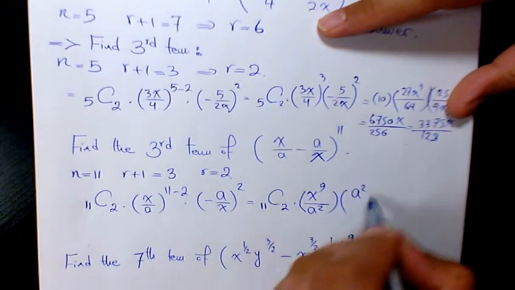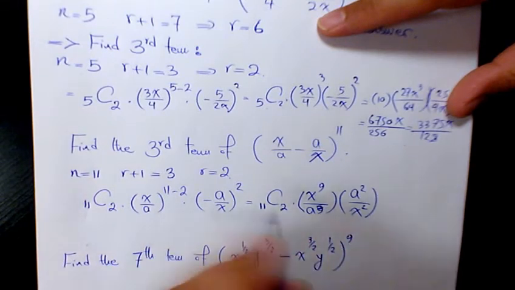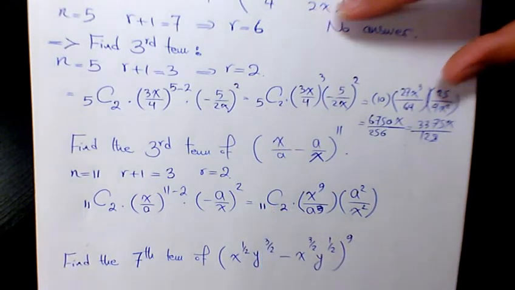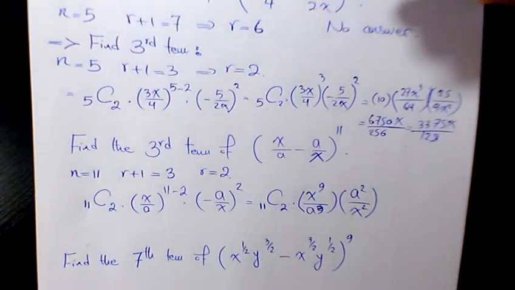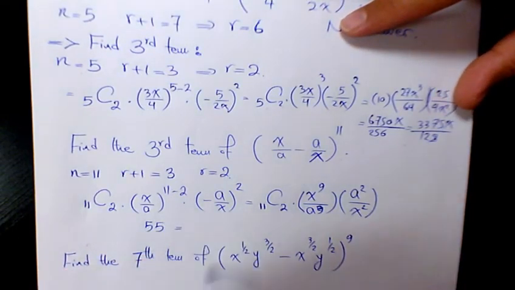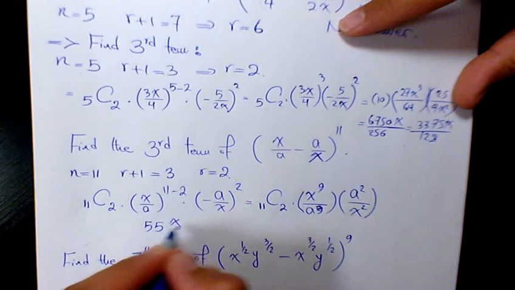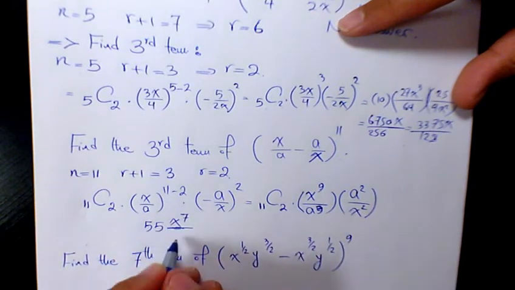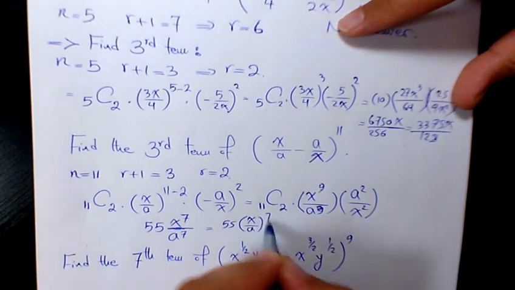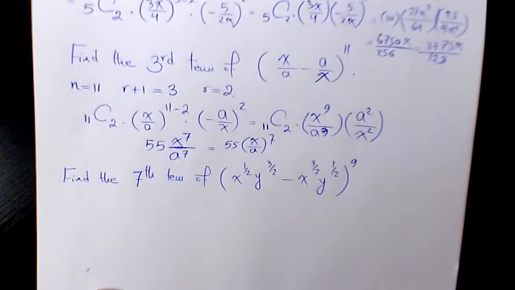Here you have x squared divided by x to the power of 9. That's 9. So 11 factorial divided by 2 factorial divided by 9 factorial. It's going to be 11 times 10 divided by 2, which is going to be 55, multiplied by x to the power of 9 divided by x to the power of 2, x to the power of 7, divided by a to the power of 7. So that's going to be 55x over a to the power of 7. That's the final answer.